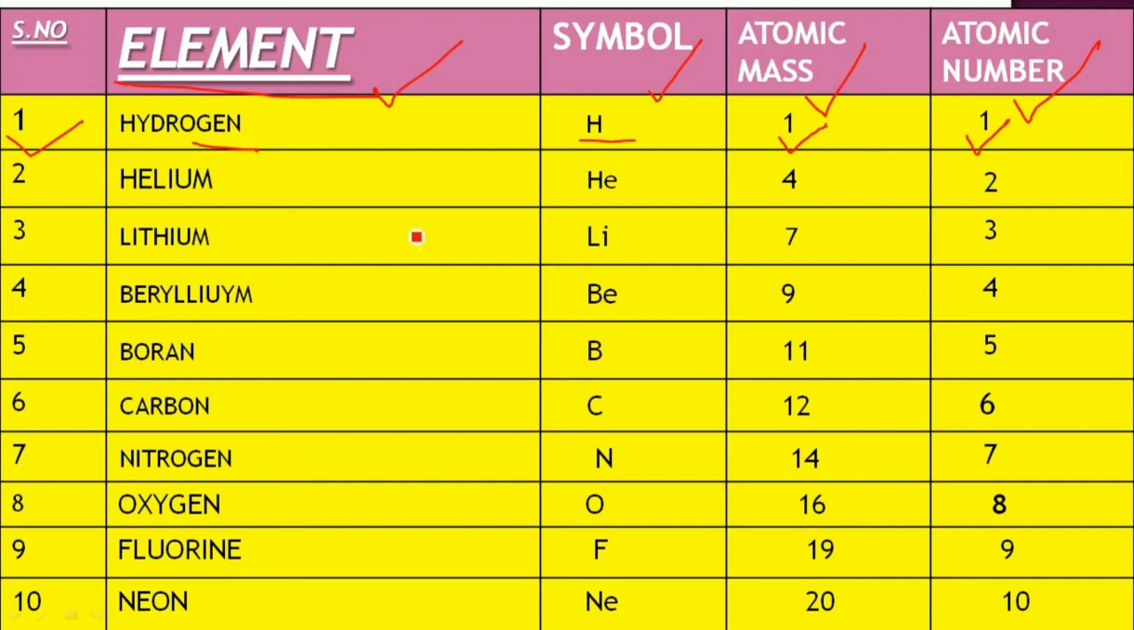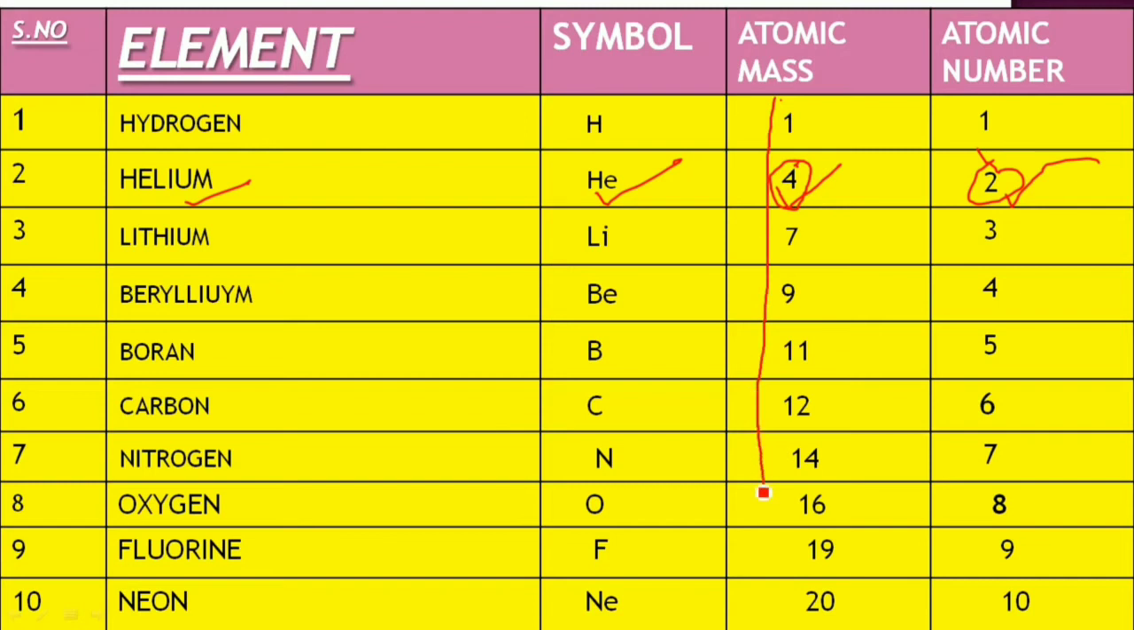Okay, the second element is helium. The symbol of helium is He, the atomic mass of helium is 4, and the atomic number is 2.